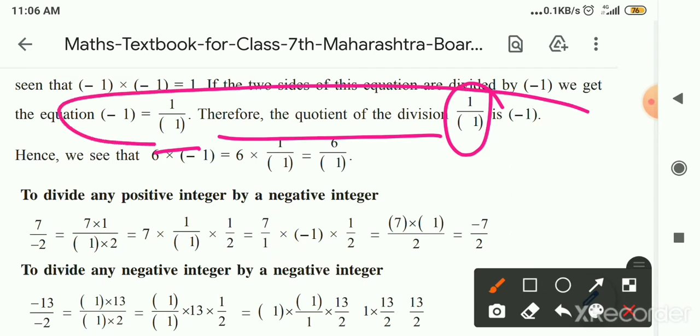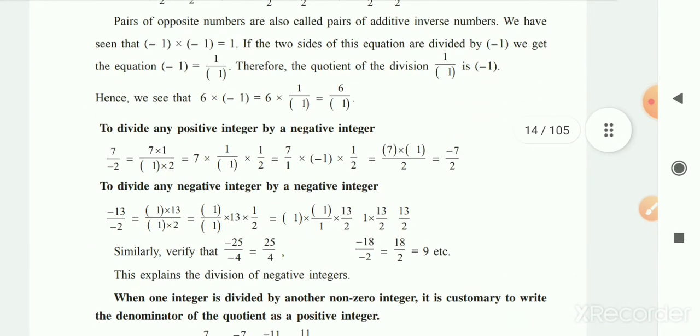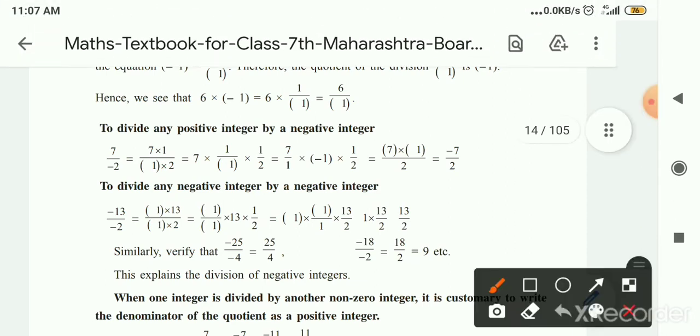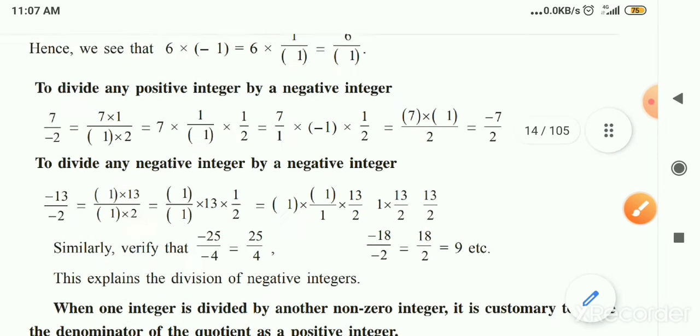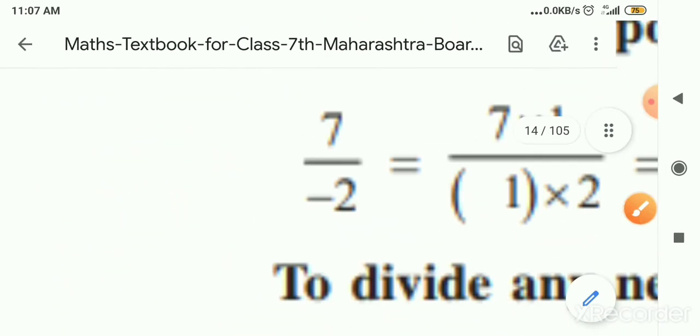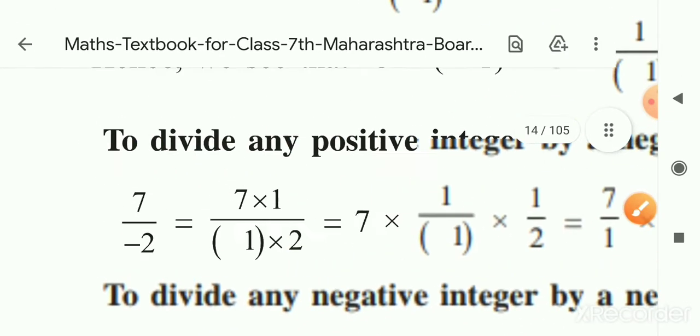This is a complicated statement first of all. One thing I will tell you is how to divide any positive integer by a negative integer. Whatever I told you has been a little complicated, so don't worry about it; just keep in mind what I am telling you. To divide a positive integer by a negative integer, here it is 7 upon 2. You know its answer, 7 upon 2. Here it is given already.